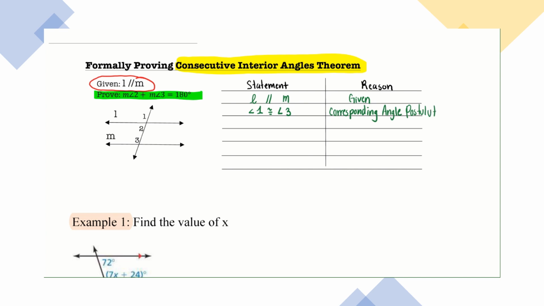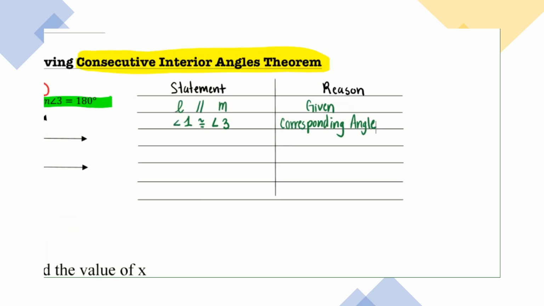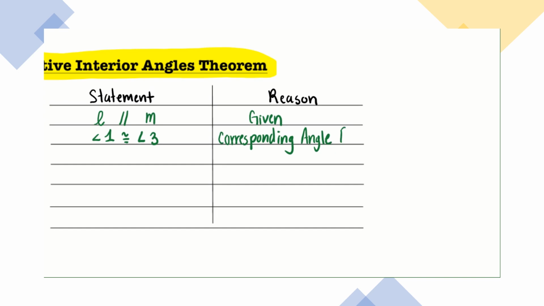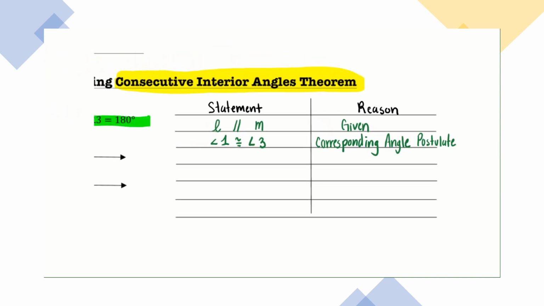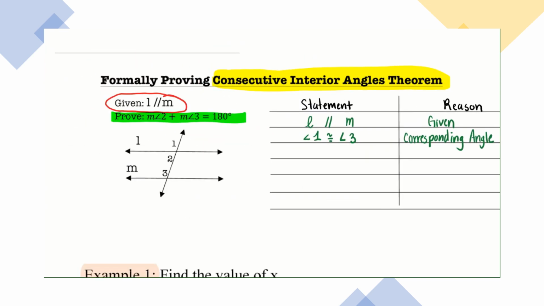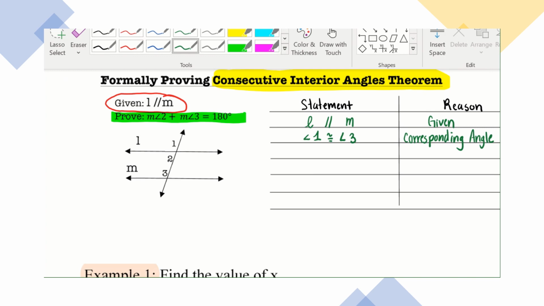So remember how usually I tell you guys that after the given, we usually use a definition, another postulate, or another theorem to help us come up with the statement after the given. And yes, postulate was spelled incorrectly here, so let's spell it again.